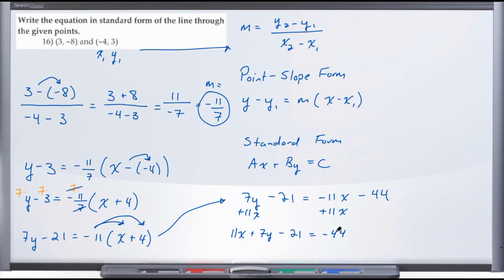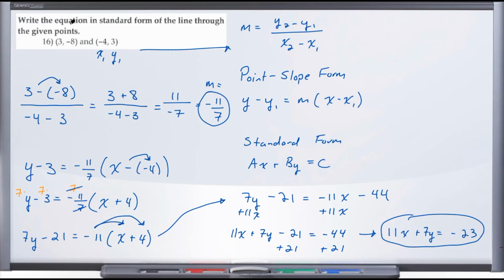All right, now we want to go ahead and get this constant on one side. Right now we have constants on two sides. So let's go ahead and add 21 to both sides. And when we do that, finally, we're going to have 11x plus 7y equals, well, negative 44 plus 21 is going to give us a negative 23. And so now we've successfully written this equation in standard form of the line through the given point.